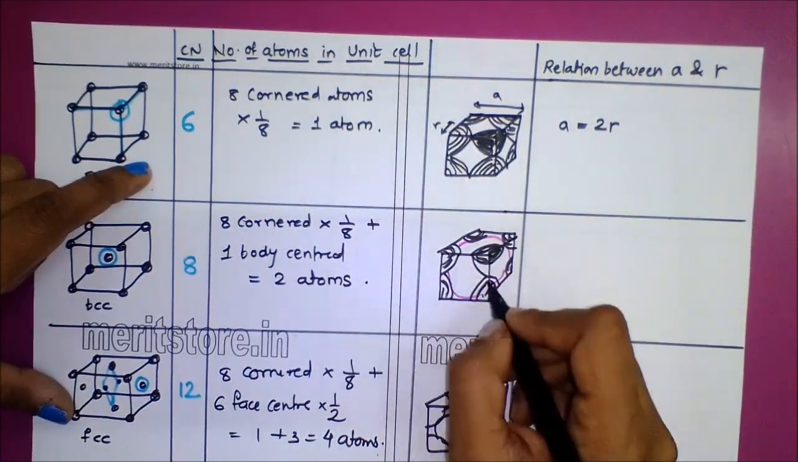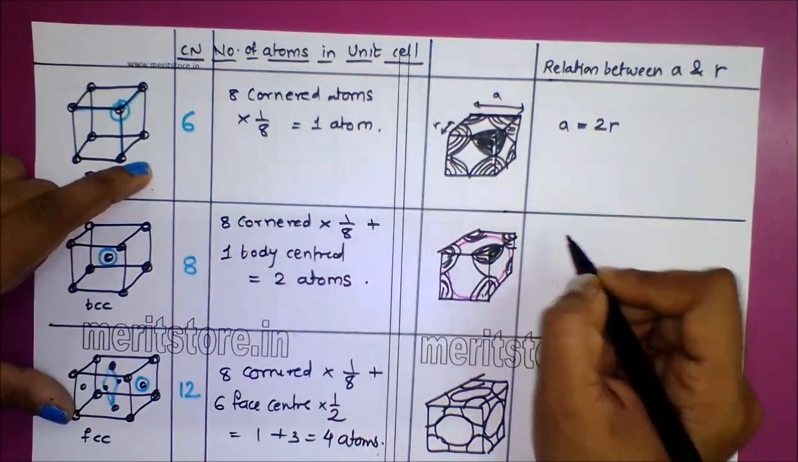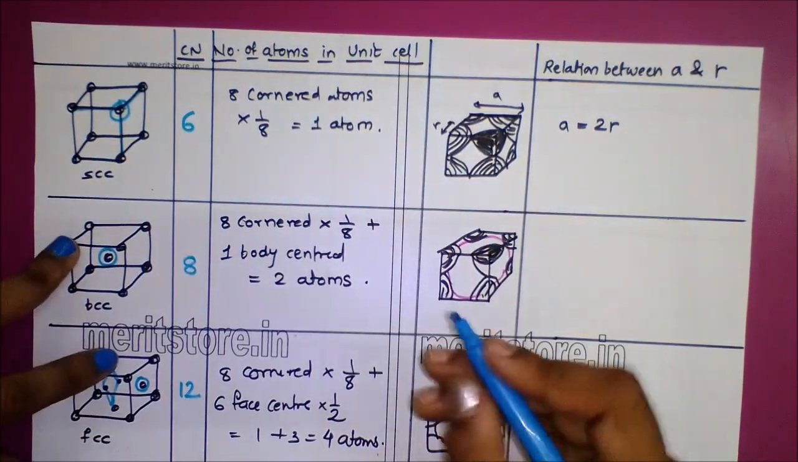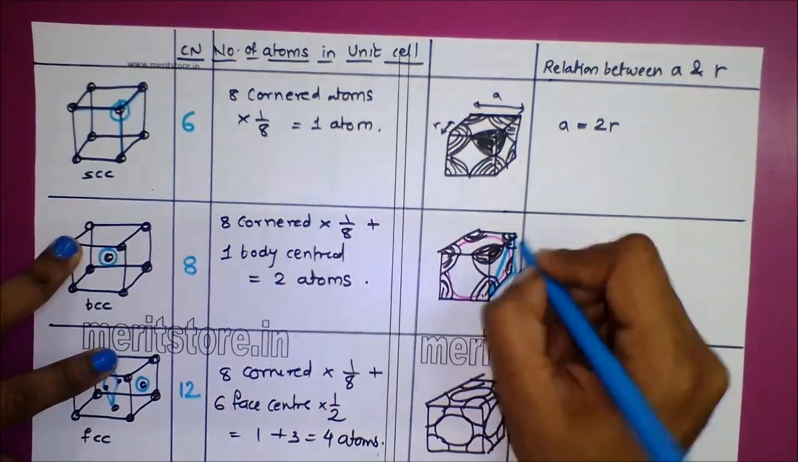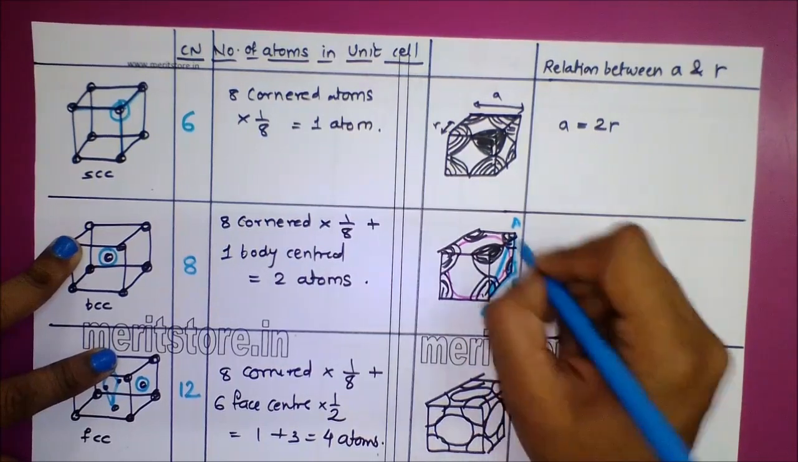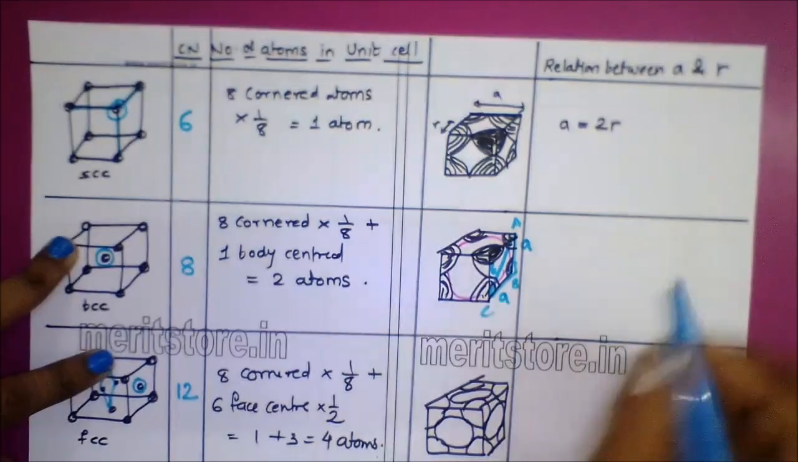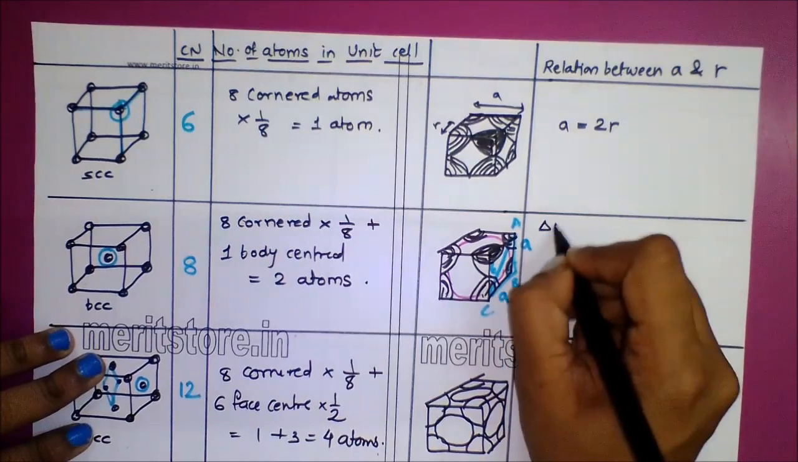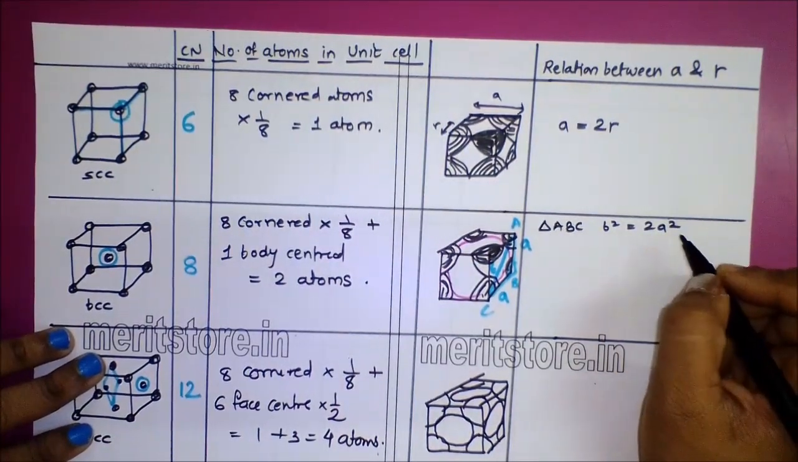In case of body centered atom, the radius and that particular relation can be derived in such a way that if we assume certain triangle in this case, let us assume the triangle which is present at the side of this particular cube. So this is A, B and C. This is a right angle triangle. This distance is nothing but A, this distance is A, and let us assume the diagonal of that particular triangle be B. So in the triangle ABC, we have B square is equals to 2A square using Pythagoras theorem.